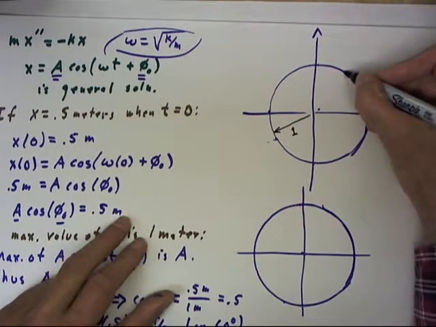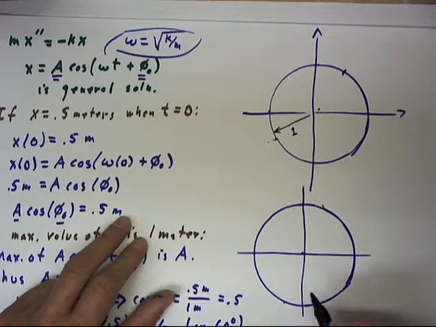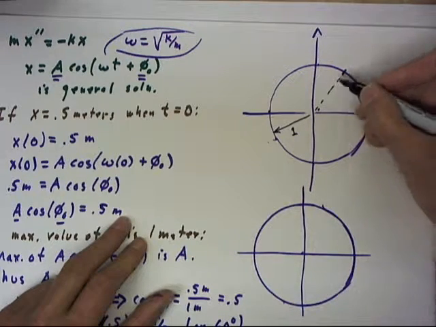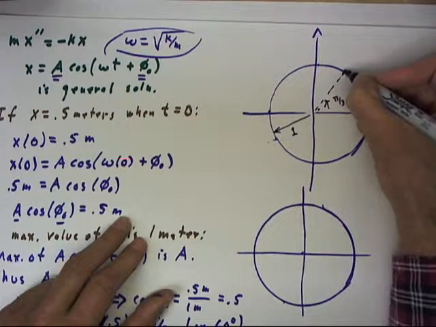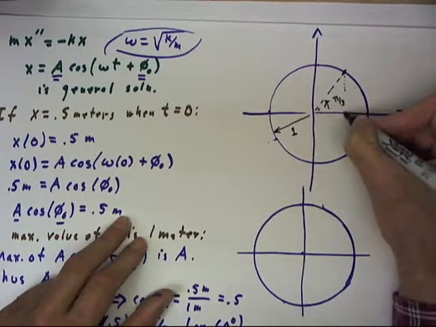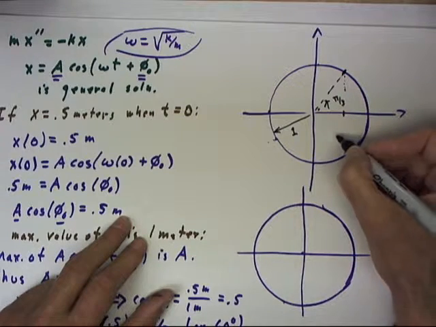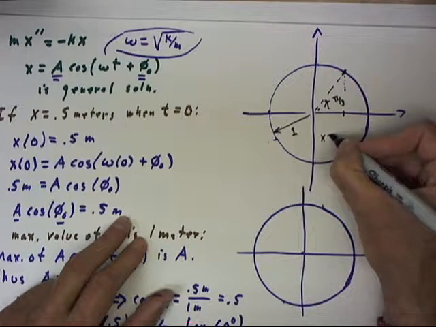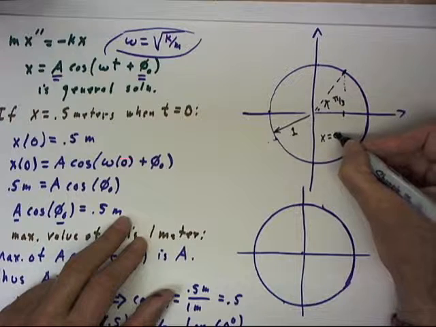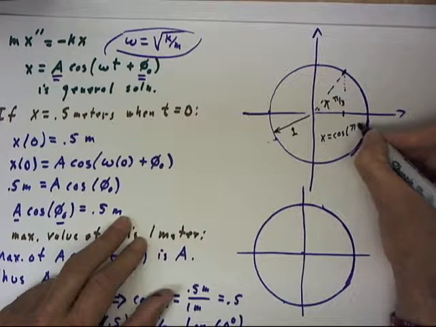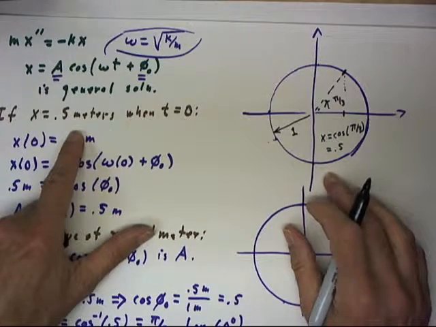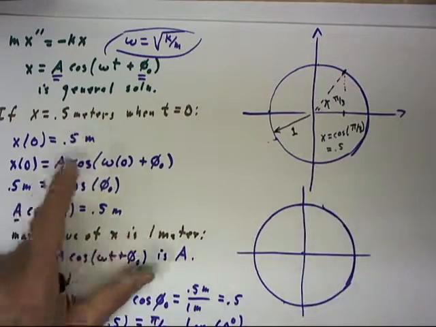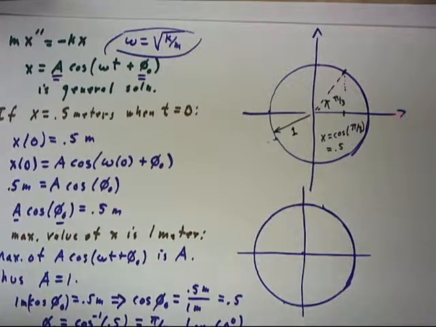Now, pi over 3 position is here. So here's angle pi over 3. If we're at this position, then where's our x position? It's here. So here we have x equals cosine of pi over 3, which is 0.5. That just matches our specified initial condition. We'll go on with the circular model in a minute.